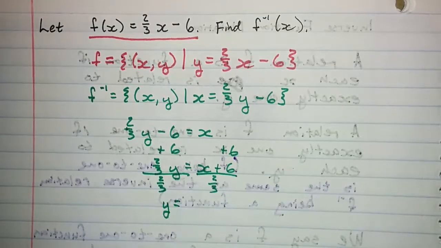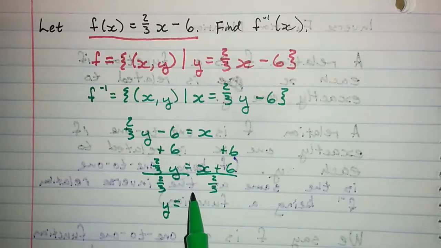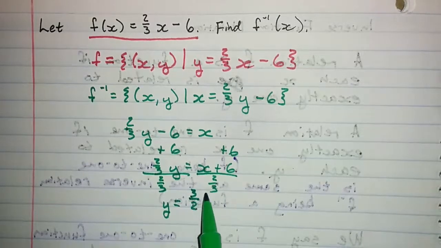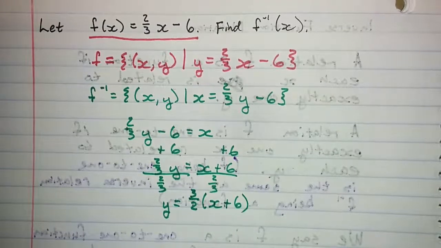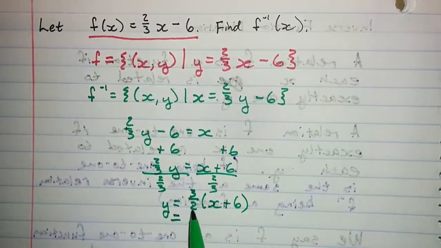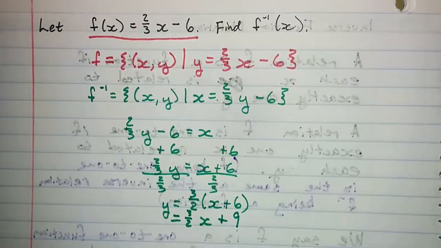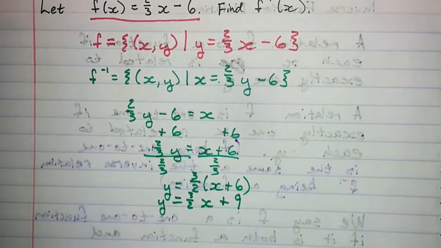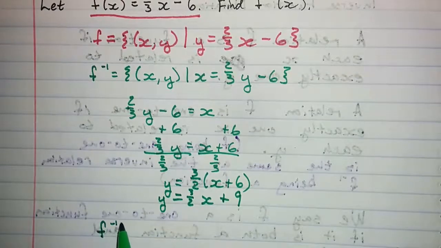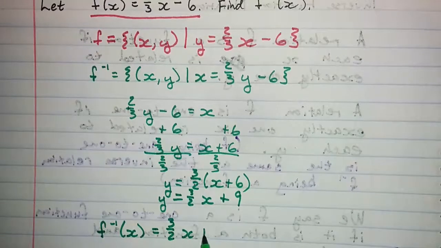I'll get y is, well, dividing by 2/3 is like multiplying by 3/2. So this will be 3/2 times x plus 6. Now we distribute: 3 halves x plus 3 halves of 6 is 9. We get y equals 3 halves x plus 9. So that means f inverse of x is 3 halves x plus 9.